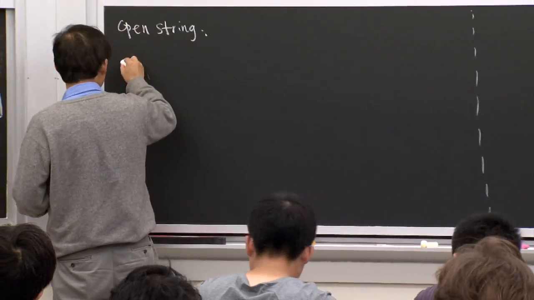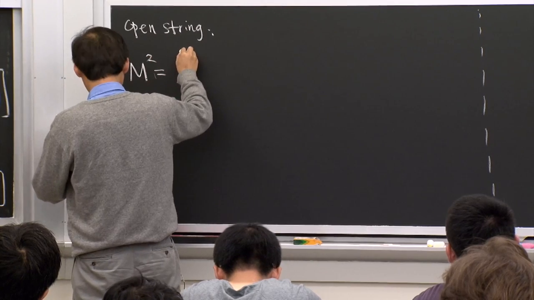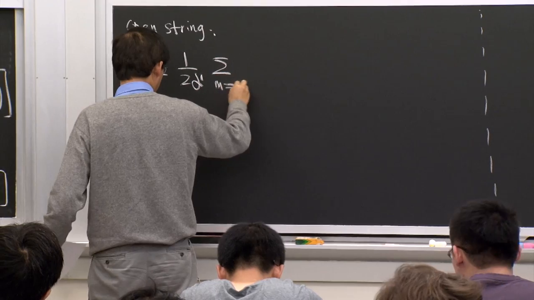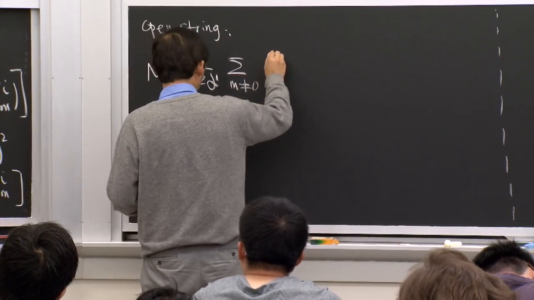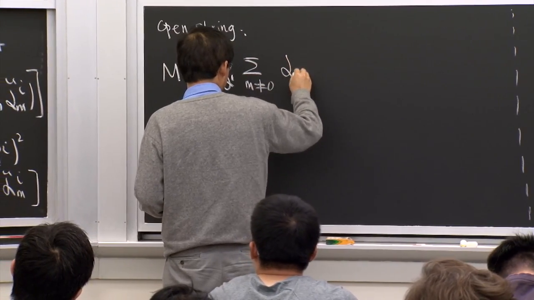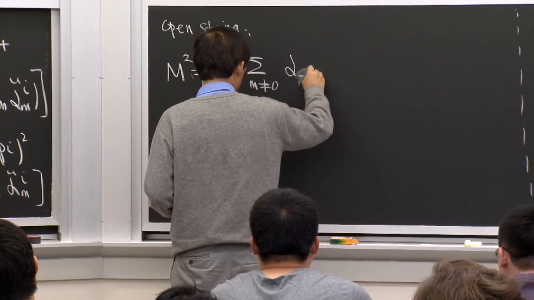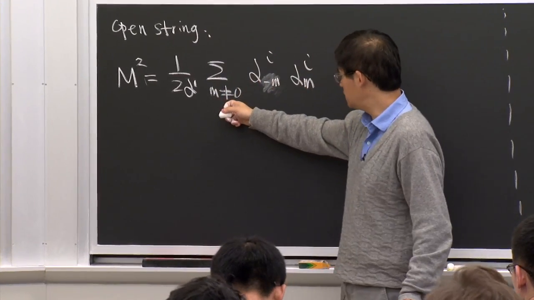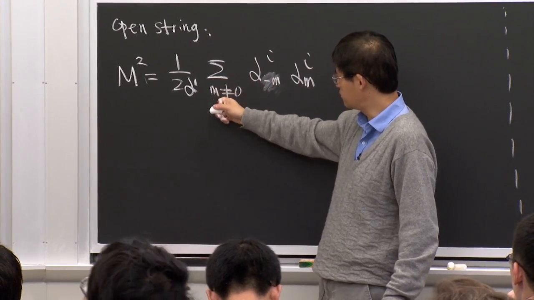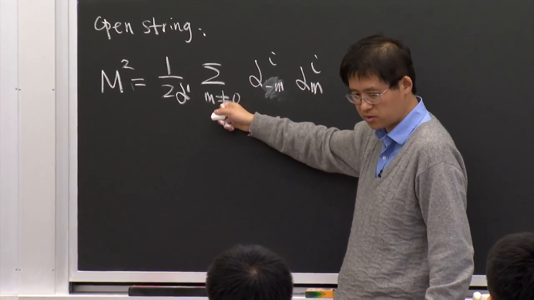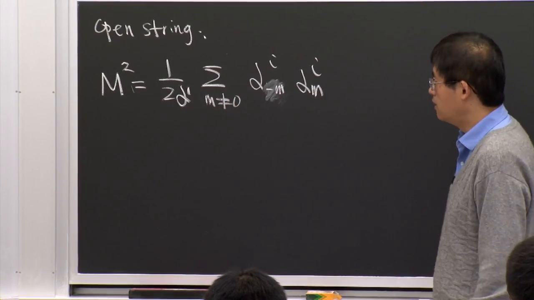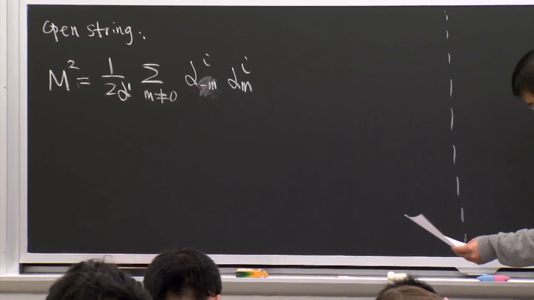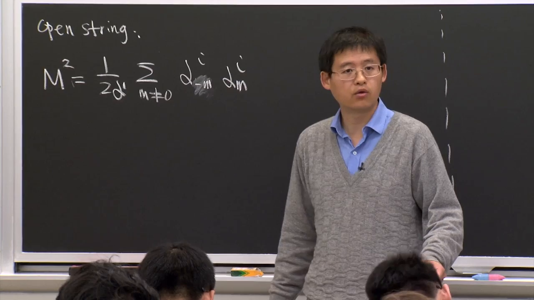And remember in those expressions, the sum over i is always assumed. And whenever I wrote m not equal to 0, it means you always sum from minus infinity to plus infinity except for m equal to 0. OK? Yes? Any questions?